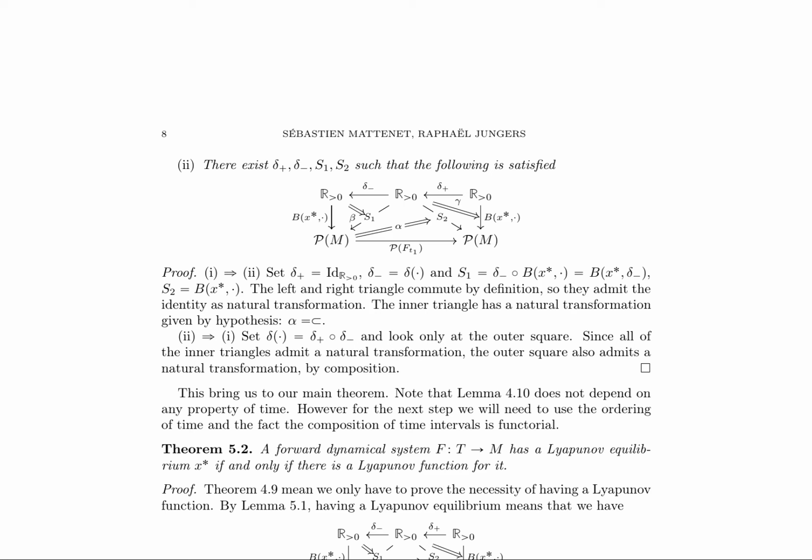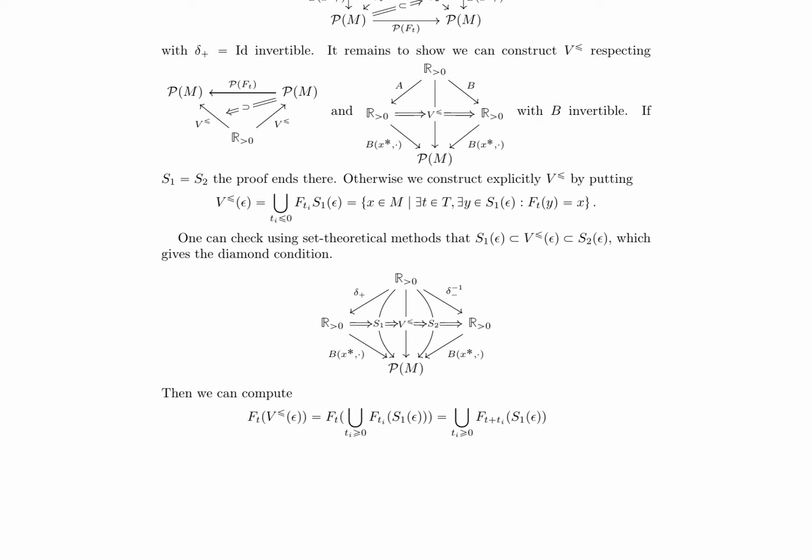They construct a Lyapunov function V by defining V, epsilon, as the supremum over time t of ft composed with s1, epsilon. This function satisfies the required properties, including respecting the partial order ppmq and being bounded above by s2, epsilon. The diamond condition is also shown to hold, ensuring that V is indeed a Lyapunov function. The authors compute f, t, v, epsilon, as the supremum over time t of ft composed with v, epsilon, which is equivalent to the supremum over time t of ft composed with s1, epsilon. This computation enables them to establish the necessary conditions for V to be a Lyapunov function, thereby completing the proof of theorem 5.2. This result demonstrates the interplay between Lyapunov equilibria and Lyapunov functions in forward dynamical systems, providing a deeper understanding of their relationship and significance in the field of dynamical systems.